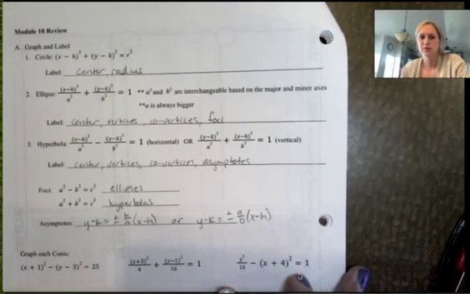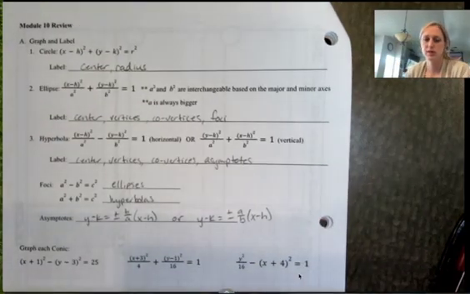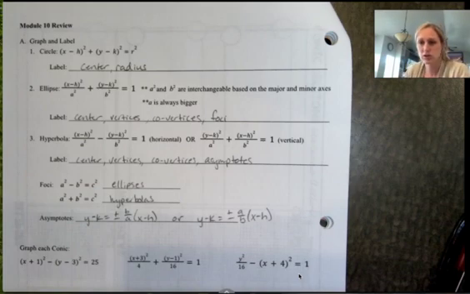This is the Module 10 review, so you can pause the video and copy this stuff down. These are typically always going to be the things that are asked for as well in a circle, but you want to make sure they're really apparent when you graph them, that it's obvious where these things are.